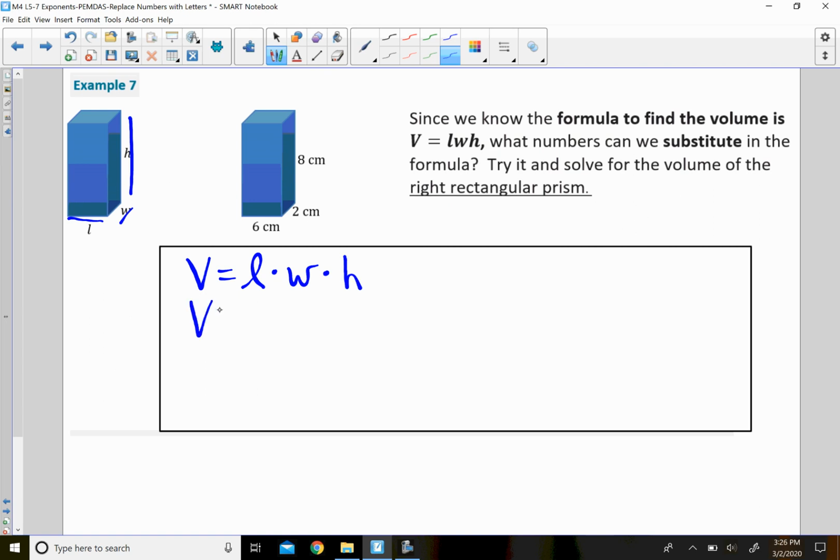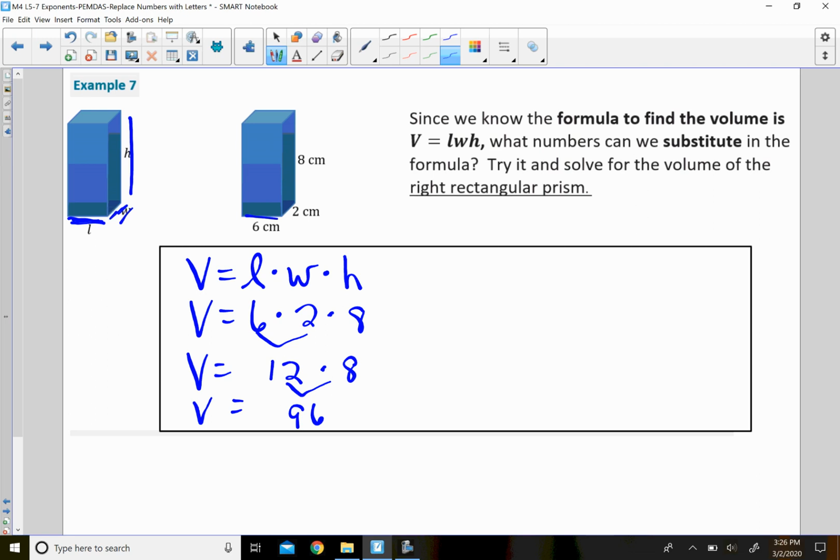Let's find the volume. The length, how long is it? That's 6 centimeters, so I'll put a 6 in there. The width, how wide is it? That's 2 centimeters. Times the height, how tall it is, which is 8 centimeters. Now I'm going to use the order of operations to figure out the volume. Let's start with 6 times 2. That's 12. Now I'm going to do 12 times 8, which would be 96.